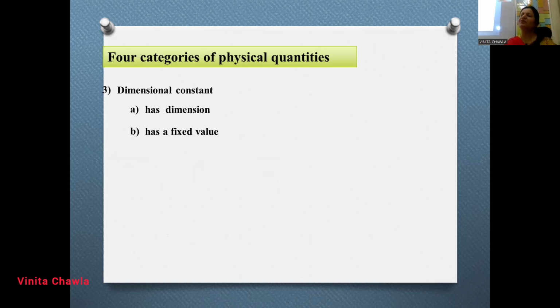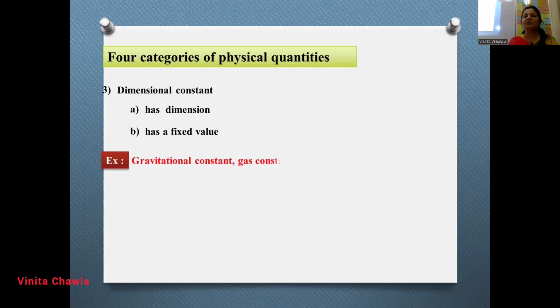Sorry, universal gravitational constant. The value of universal gravitational constant is 6.67 into 10 power minus 11 Newton meter squared per kg squared. Yes. That's how it is, right? So it has dimensions, it has a fixed value, and so this is a dimensional constant. The value of universal gravitational constant does not change. It is universally accepted. It is the same everywhere. On the moon, on earth, everywhere it is the same. Small g varies. Acceleration due to gravity varies with depth and height, right? But capital G remains the same. Its value does not change.